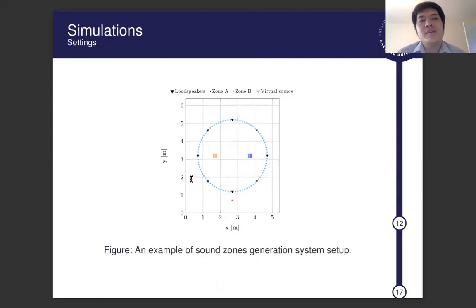Next, we show the simulation results. In this figure, it shows a sound zone generation system setup. As you can see, 8 loudspeakers are used in the setup, and 25 control points are used for each of the zones.